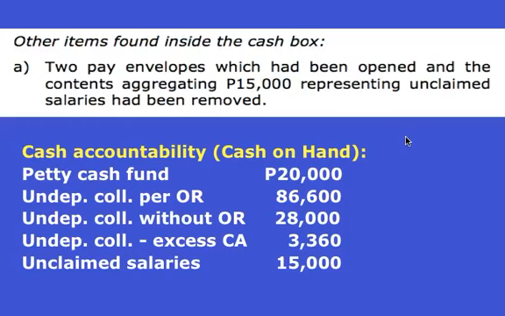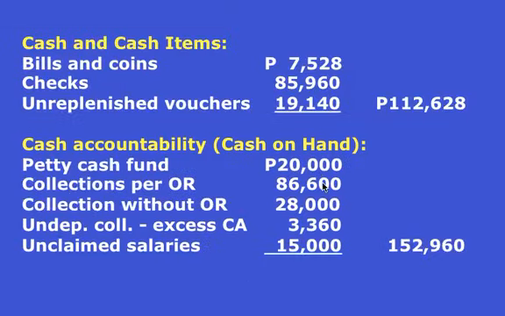Okay, now, meron pa ba? Wala na tayong makitang other items dyan. So, kunin mo na yung total. Anong ibig sabihin ng mga ito? Based on the available info, may petty cash. May mga collections na hindi pa nakadeposit. Mayroong salaries hindi pa na-claim. Lahat yan still in the office. Get the total. Yan yung should be. Yan yung dapat makita natin at the time of count. Total.